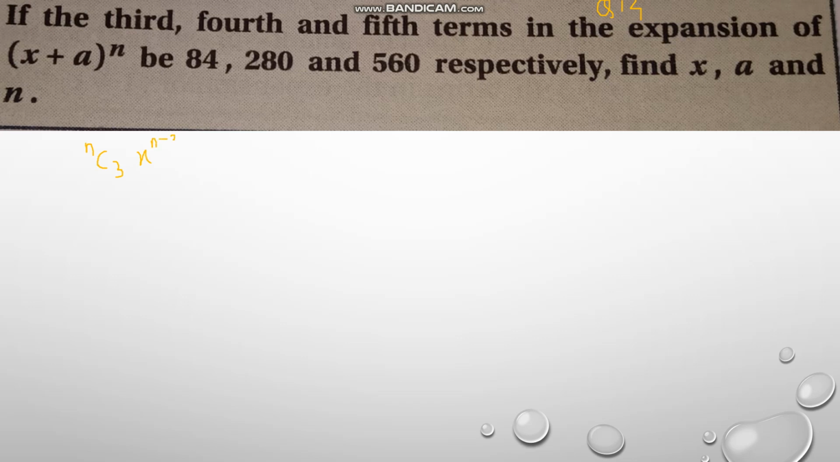x to the power n minus 3 multiplied by a to the power 3. This is the fourth term. Now third term I am writing here. This is nC2 x to the power n minus 2 multiplied by a square, which is equal to 84.